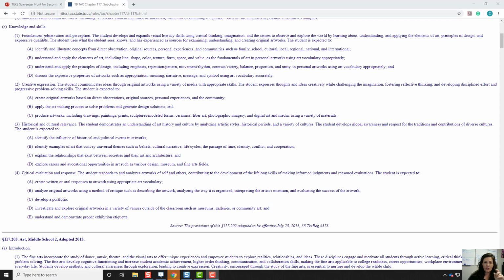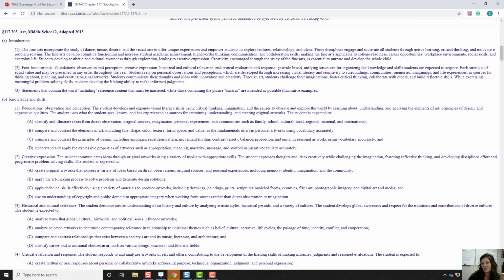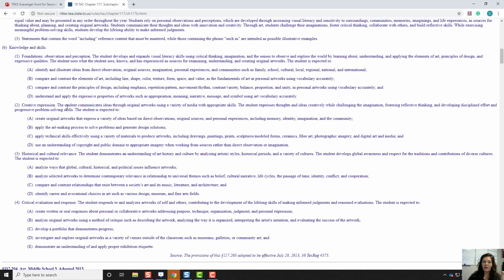What I want you to pay attention to in your set of TEKS are the names of the strands. So if I'm looking at art, I see that they have strands named foundations, creative expression, historical and cultural relevance, and critical evaluation and response. Art only has 4 strands. If I move through the grade level, if I move to middle school 2, which is maybe 6th grade, maybe 7th grade, I'll see that those strands are the same. It's still foundations, creative expression, historical and cultural relevance, critical evaluation and response. Those stay the same K through 12.